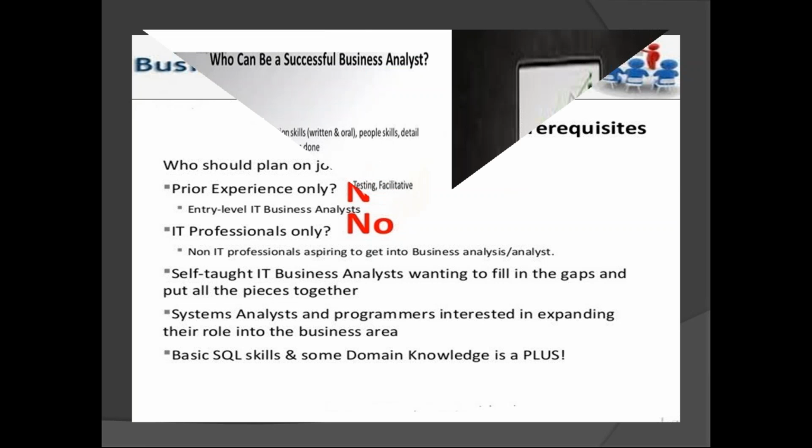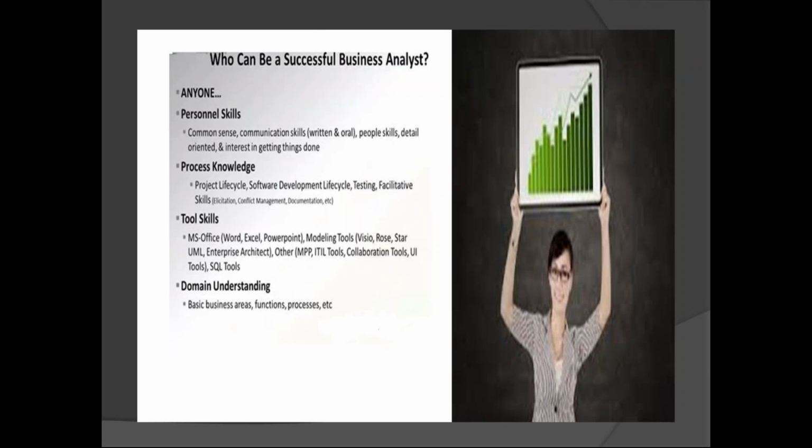Sure, sir. So this slide explains who can become a successful BA. Any person who has personal skills, process knowledge, tool skills, and domain understanding can become a BA. People skills, detail oriented, and interest in getting things done. So everyone will have these skills. And process knowledge is nothing but project lifecycle, software development lifecycle, testing, facilitation.